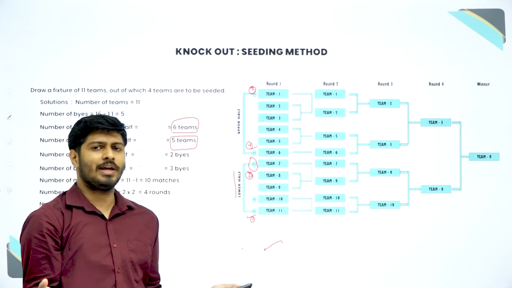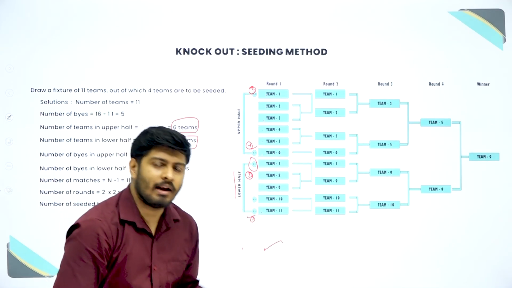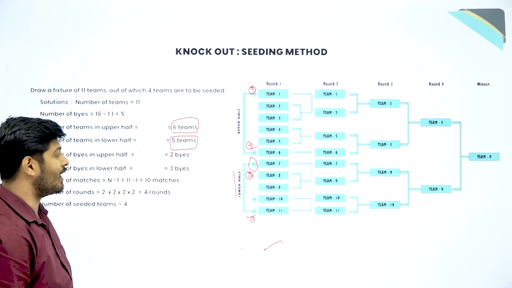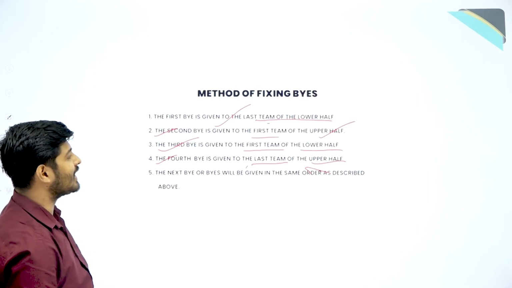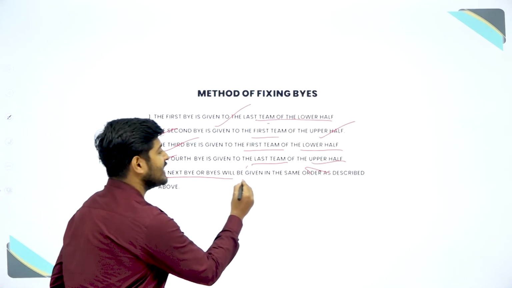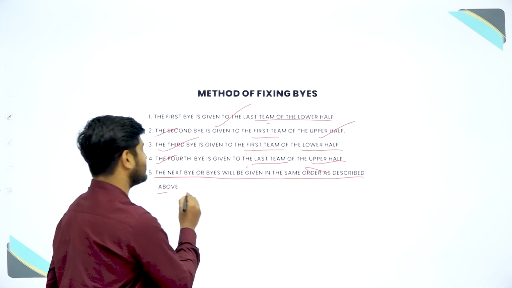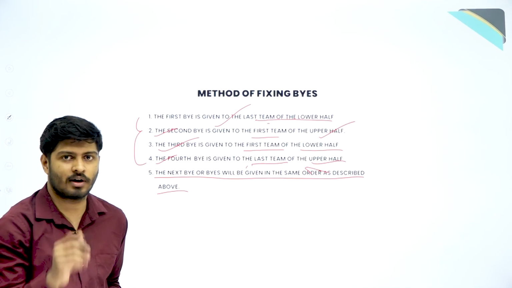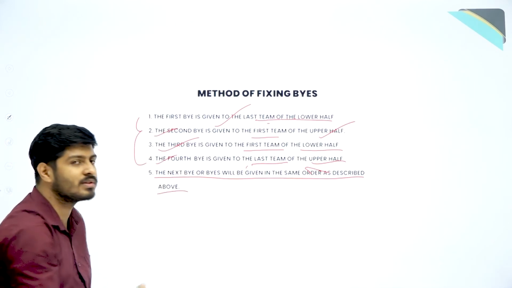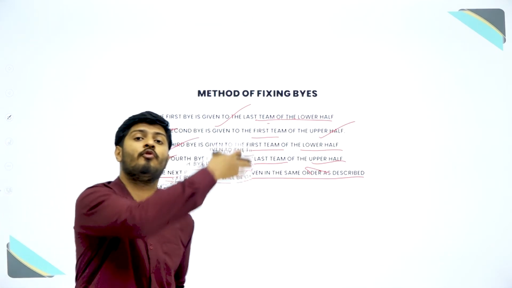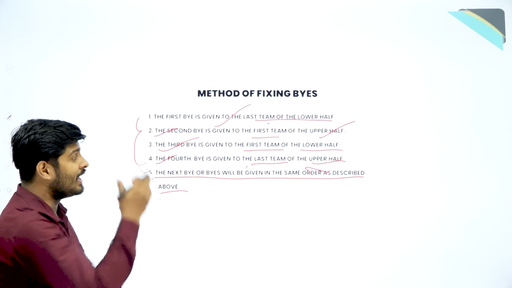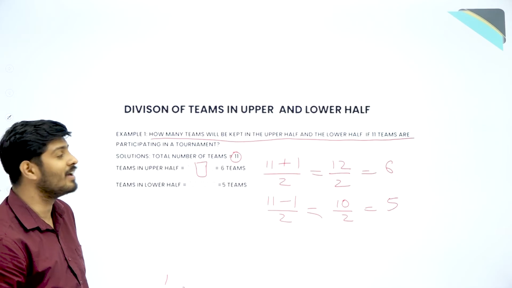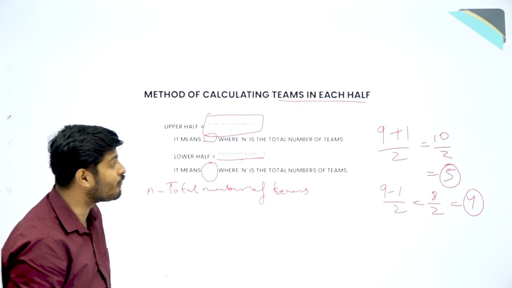Okay, now we cannot stop here. What is the last rule? It's important for you to understand the fifth rule. What is the fifth rule that they have given? The next bye or byes will be given in the same order as described. So whatever pattern you followed in these 4 rules has to be carried forward for the further byes. That means according to this rule we cannot stop here. We again have to start.